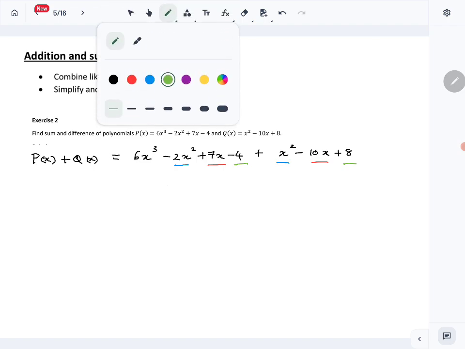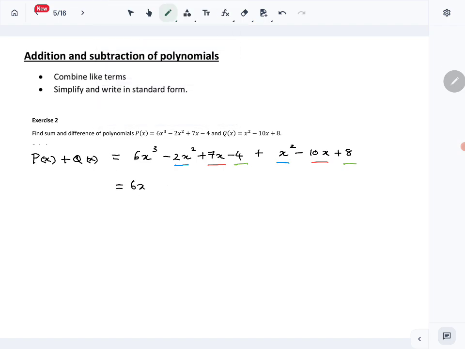So we get 6x cubed, minus 2x squared plus x squared becomes what? Minus x squared. Then the x terms, 7x minus 10x becomes minus 3x. Then the constants, minus 4 plus 8 becomes plus 4. Right. So that is adding polynomials. Then subtracting polynomials, p(x) minus q(x). Right.